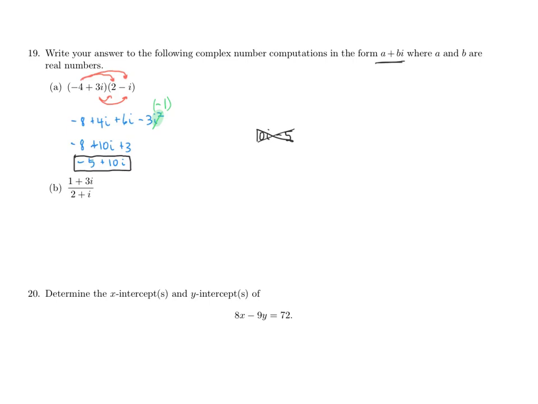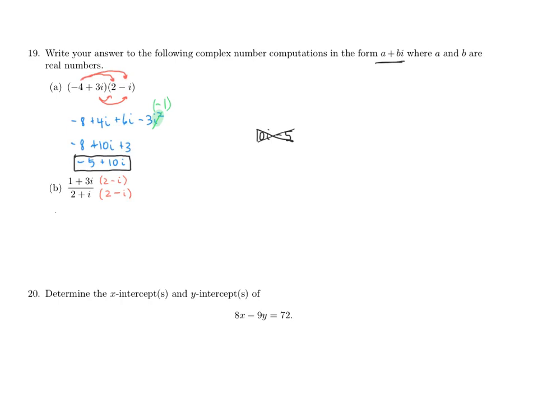Part B, for some reason, these are the ones that usually get students. This division. So you're thinking, okay, divide, and sometimes that doesn't trigger your mind to do the right thing. What you're trying to do here really is get rid of the i on the bottom. You can't have an i in the denominator. So what you want to do is multiply by the complex conjugate. So remember, if you have a complex number like this, you're going to multiply by the same two things, but a different middle sign. So instead of 2 plus i, you're going to multiply by 2 minus i.